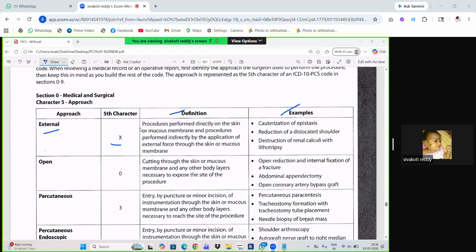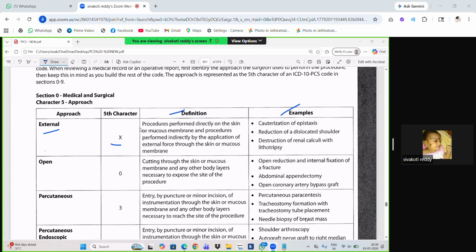Skin level laceration, skin level debridement, or closed reduction of fractures, like application of the splint, casting, or nosebleed control, like electric shock waves, laser surgeries. This all comes under external approach. If they've done the procedure in the external approach, what is the fifth character value? X. Okay, fifth character value should be X.